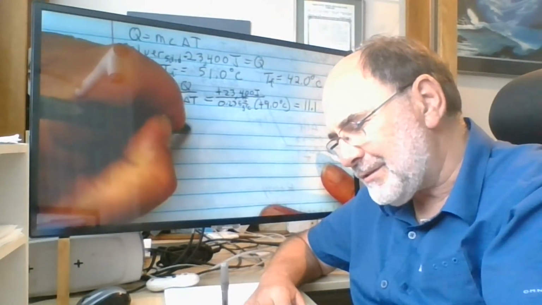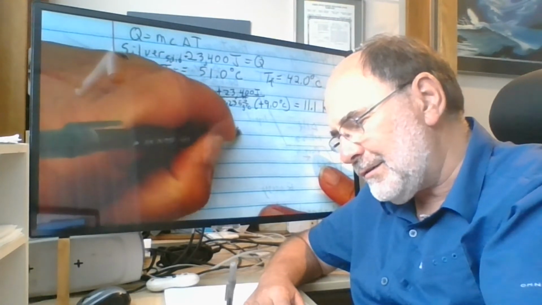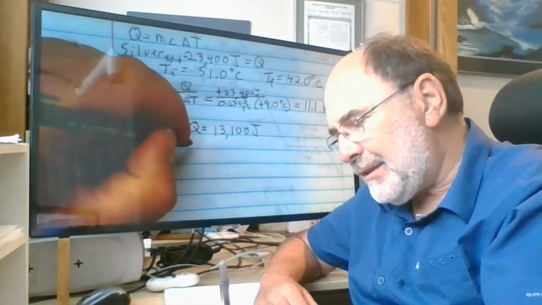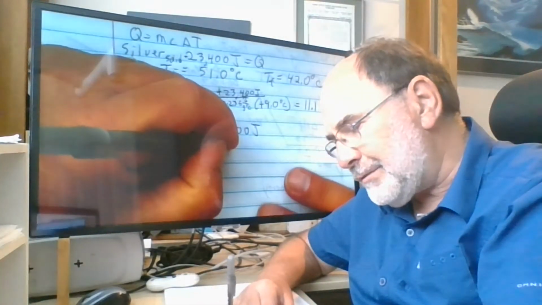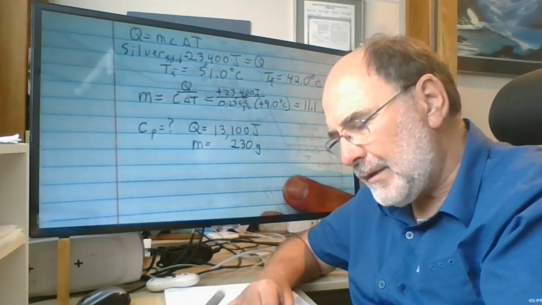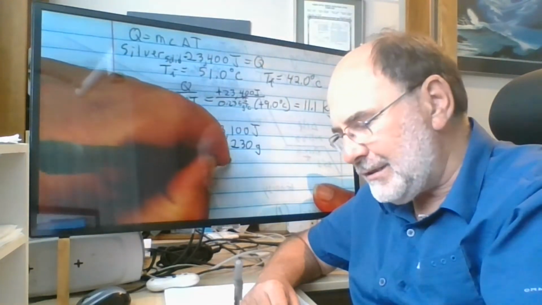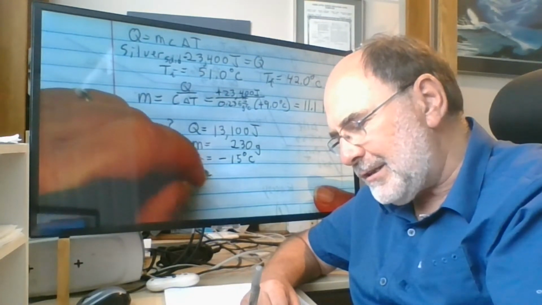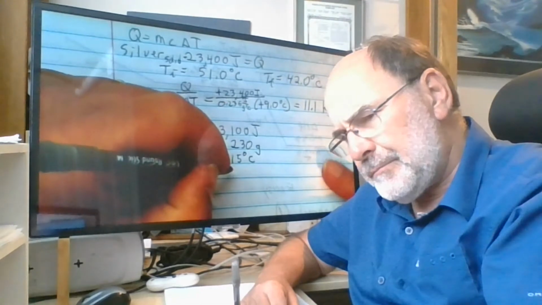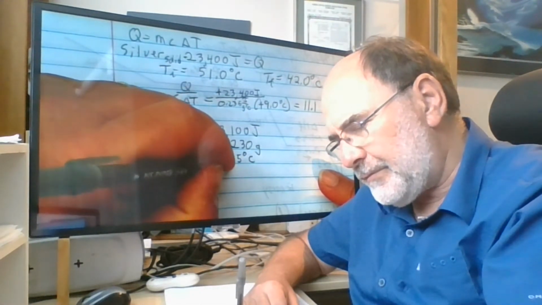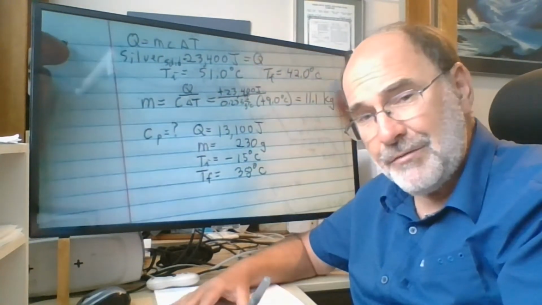All right, so here's some random numbers. Let's say that I have 13,100 joules of energy, that the mass is known to be 230 grams, that the initial temperature is minus 15 degrees C, and the final temperature is 38 degrees C. So what would be the specific heat for this mystery substance?